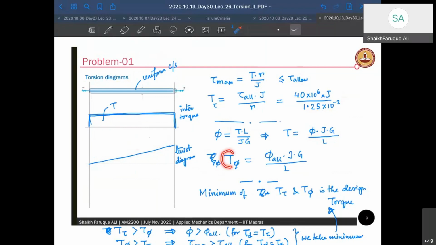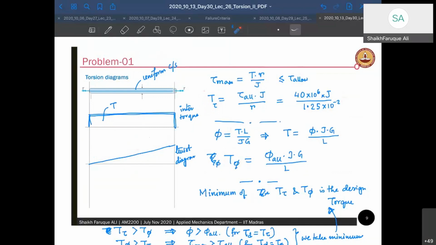So this T is the maximum from the stress, and this T is the maximum from phi. Whichever is the lower, the minimum of these two, is my design torque, because I cannot go more than that. If the maximum T from shear stress is higher than the maximum T from phi, and I use the maximum T from shear stress, then the member will twist more than 2.5 degrees and it will fail there.